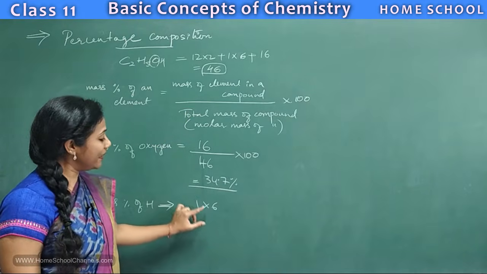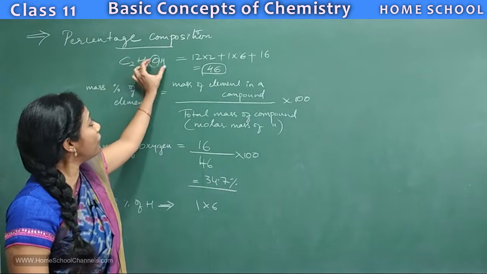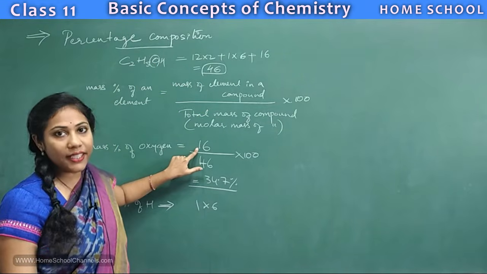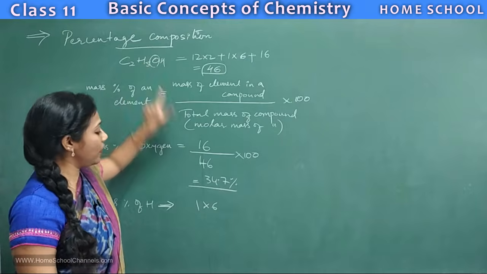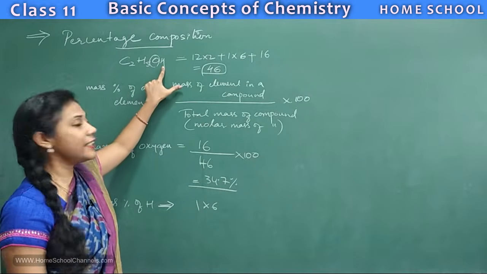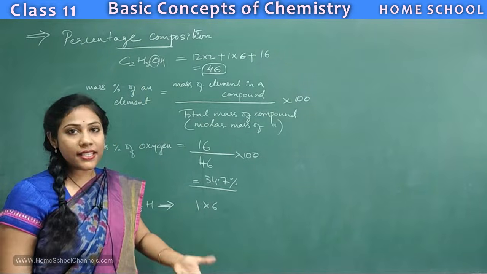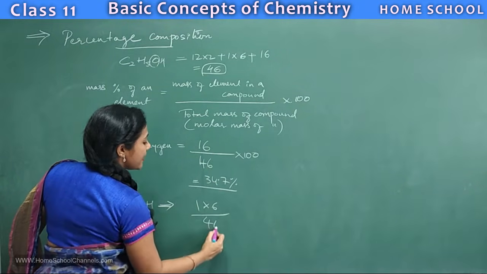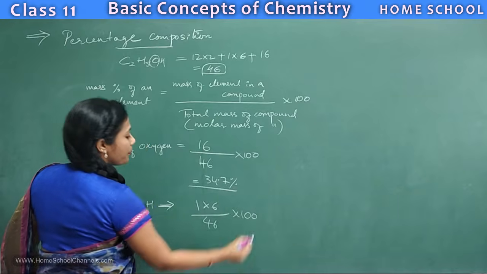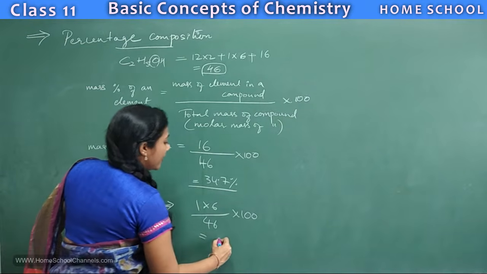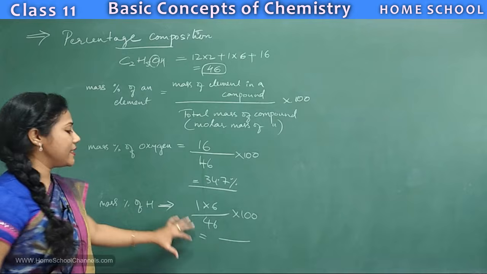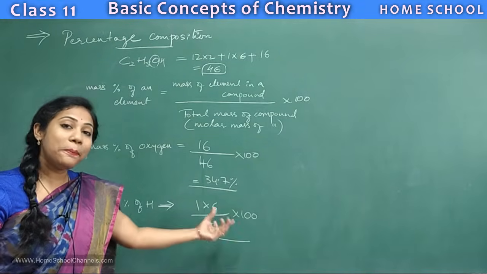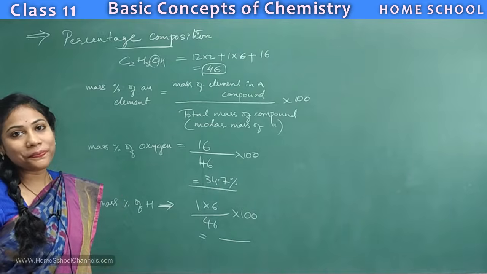Atomic mass of the element is multiplied with the number of atoms. Say oxygen was only 1, so we just took 16, right? But hydrogen's atomic mass is 1, and there are 6 hydrogen atoms. So 1 into 6 you must do, divided by the molar mass of the compound, 46, into 100 you must do. Okay, so you would be getting the mass percent of hydrogen. I think you can calculate this and post the answer in the comment box.